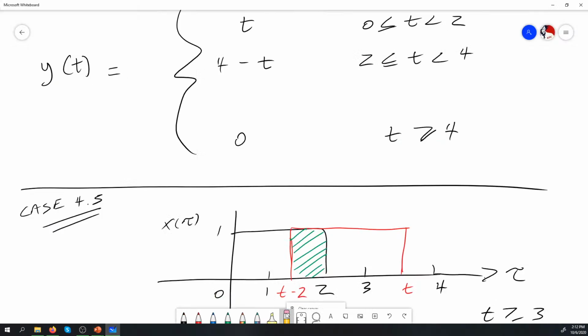Right, so let's play our whiteboard here. And we're going to draw our signals accordingly. So we had our x of t signal here.